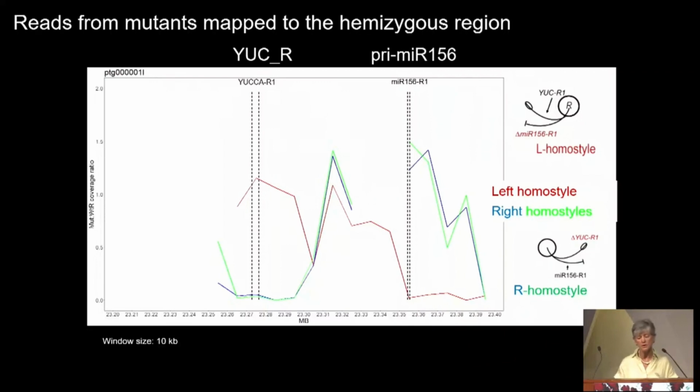And if you look at our right homostyles, the blue and the green lines, where we predicted a deletion in YACA-R, if we map those reads, indeed, we do have a deletion in YACA-R, but the MER156 is present. So this is our best evidence at the moment that these are really functionally important for determining the left and right morphs of Wachendorfia and Barberetta.